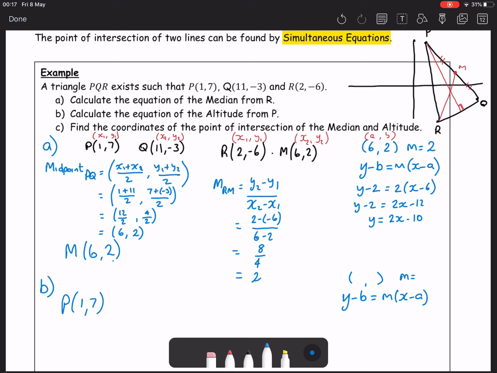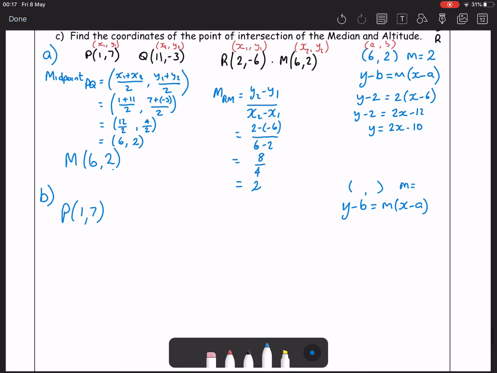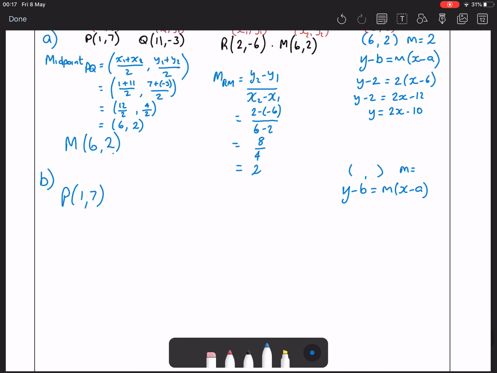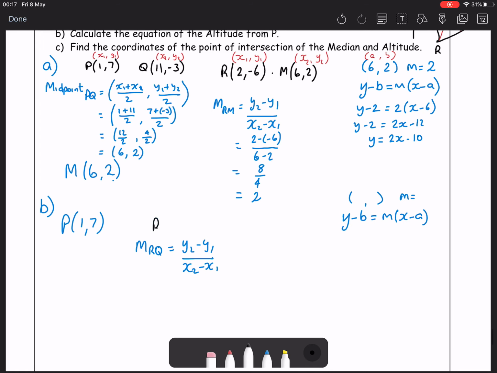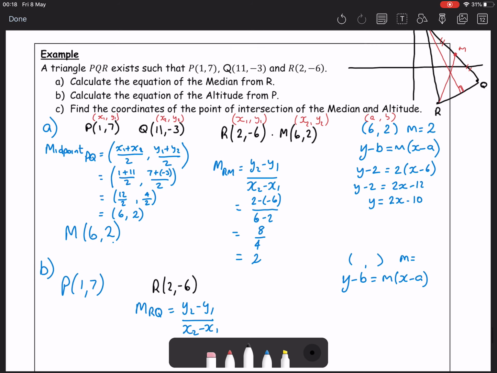To find my gradient, I need the gradient of the line RQ, and then work out my perpendicular gradient to find my altitude. So m RQ is y2 minus y1 over x2 minus x1. R is (2, 6). Q is (11, 3).